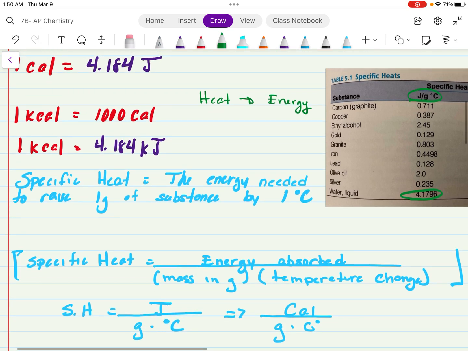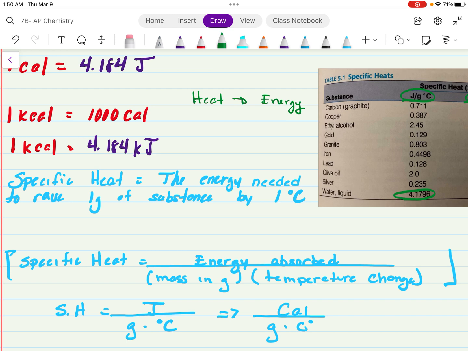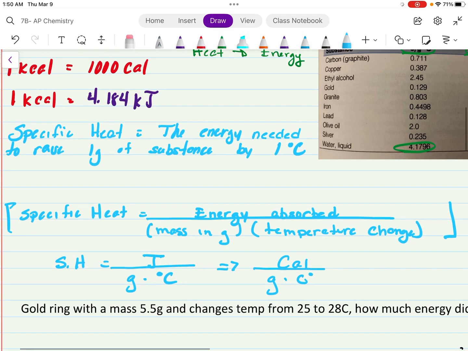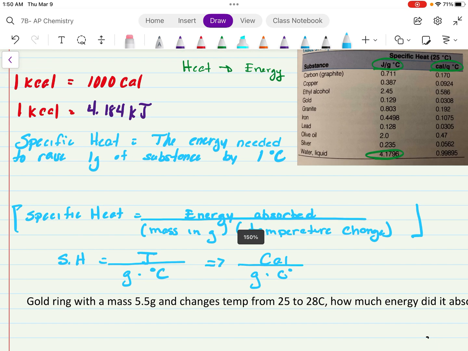Now, the units for specific heat can be either in joules per gram Celsius, as you can see here, or calories per gram Celsius. It can go either way, and if you look at the table, it is in both joules and calories. So depending on what you're working with, you'll be able to use joules or calories so you can get the correct final unit. All right, let's take a look at a practice question of how we can use the specific heat to determine how much energy has been absorbed by a particular substance.